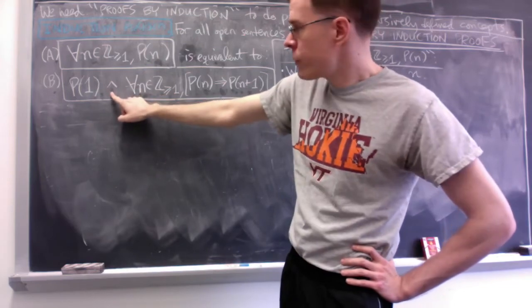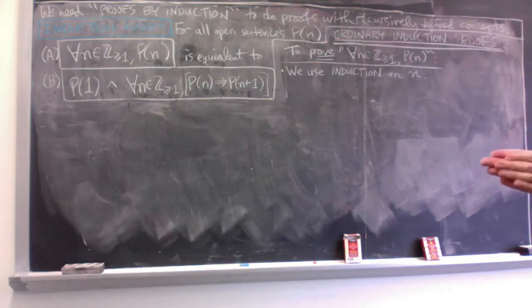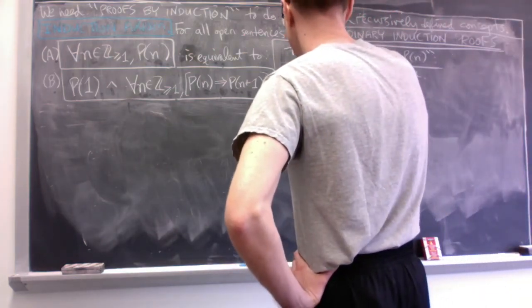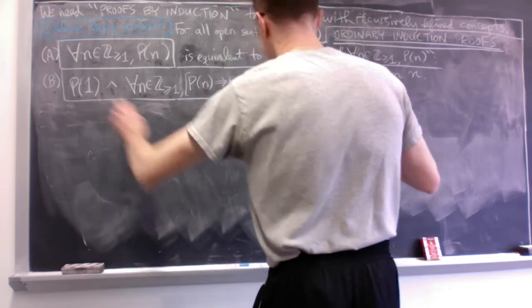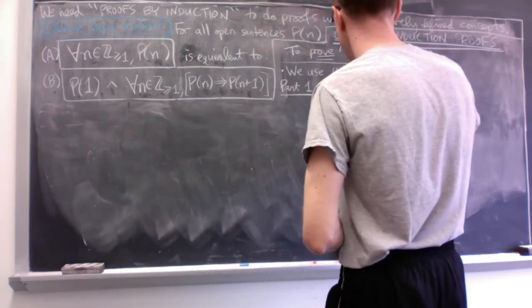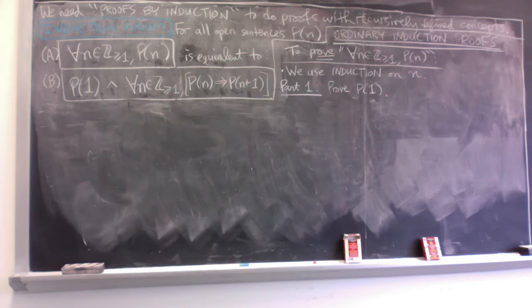This second statement is an "and". Okay, we're trying to prove it now. That is, we're going to prove B, and that's good enough to prove A. How do you prove an "and"? It's a two-part proof, right? Part one, prove the first part, which is just P of 1, which is a single statement where you've replaced n by 1, a particular statement about the integer 1. That's what you do. That's usually very easy.